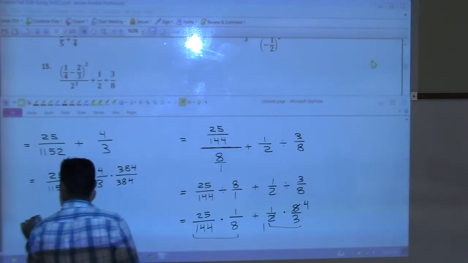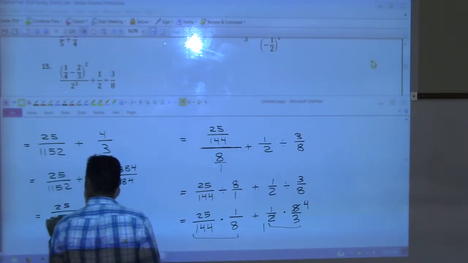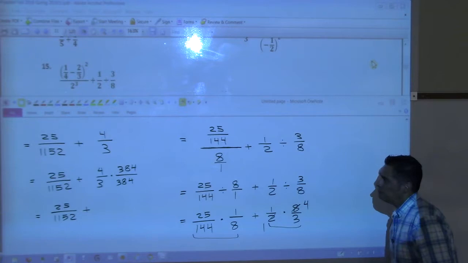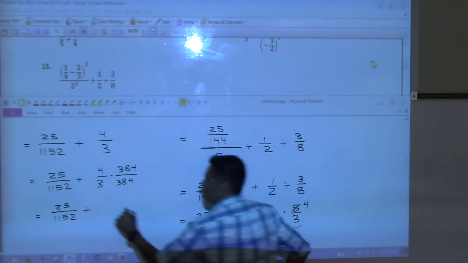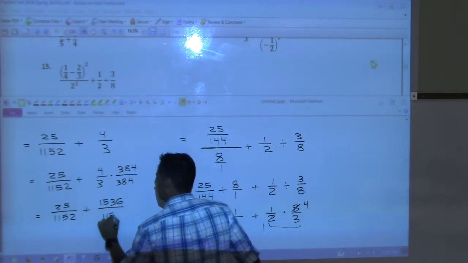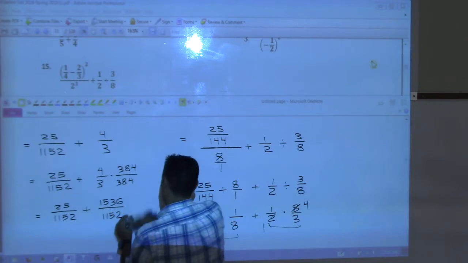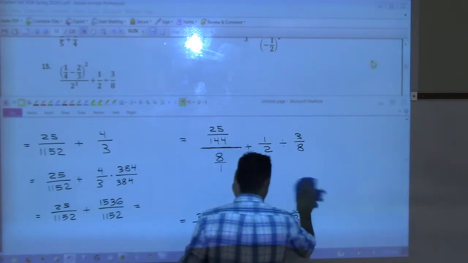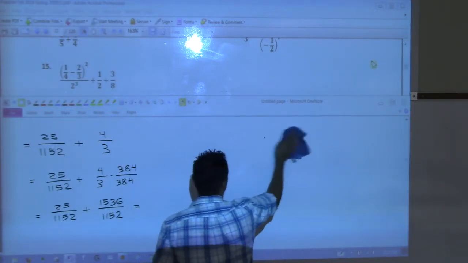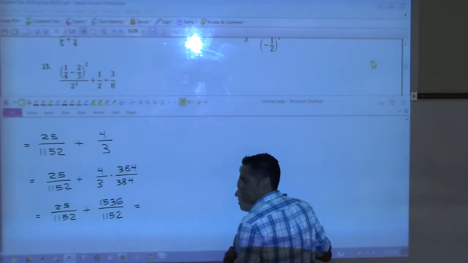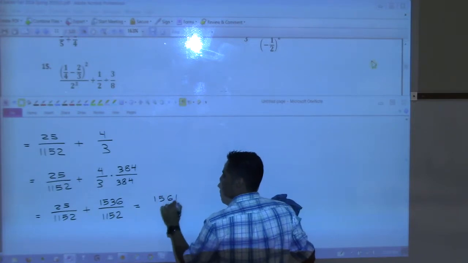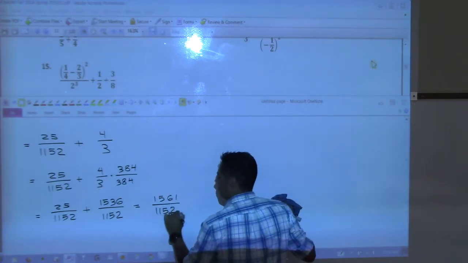All right, so we have 25 over 1152 plus 4 times 384. Who's got that? 1,536. 1,536 over 1152. Equals. And we're ready here. Add those together, right? So 1561 over 1152. I believe that's what we're getting.